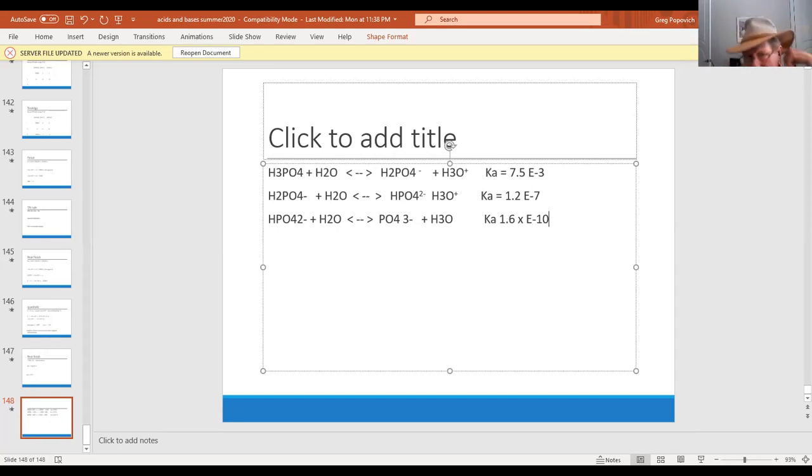So literally speaking, I don't have to worry about the second reaction producing H3O plus, or the third one, because the Kas are so low, they produce insignificant amounts of H3O plus in comparison with the first one. So I can literally just ignore those, if the amount they produce is not significant. Got that, Ethan? Yep. And that's basically how we're going to solve those particular problems.